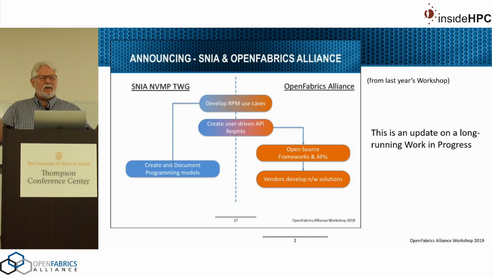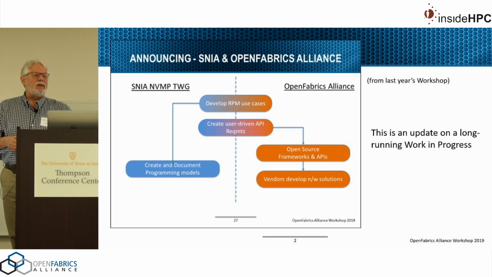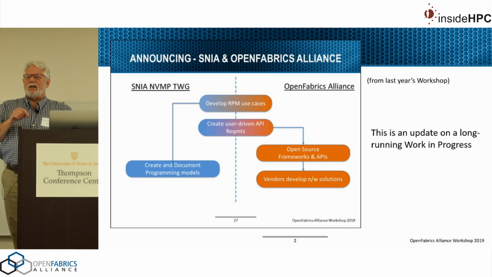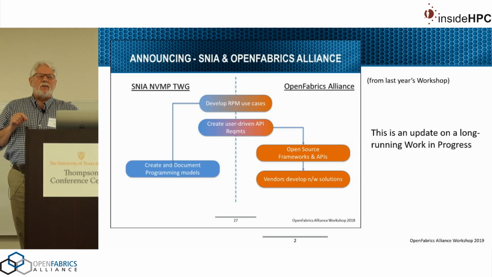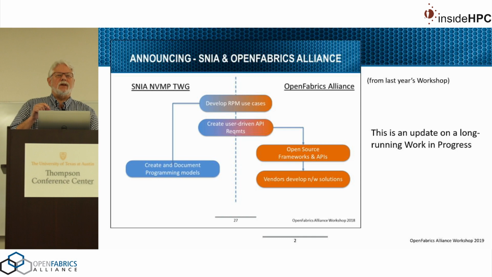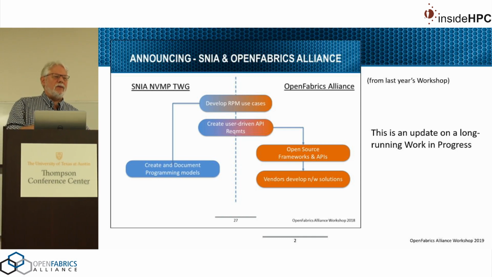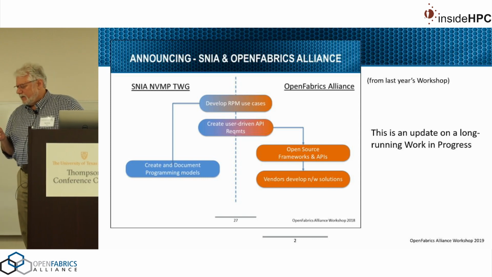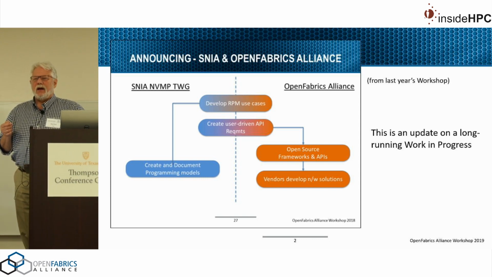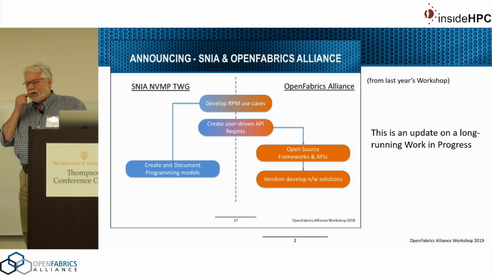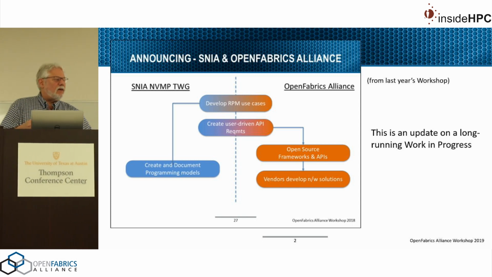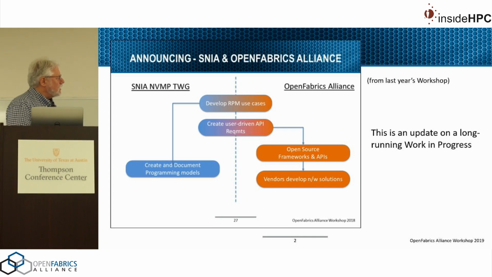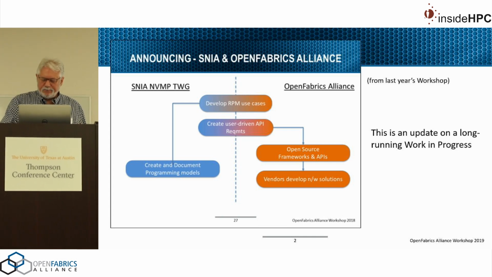And then the work kind of split out a little bit. And on the SNIA side, it was to create and document programming models based on those use cases that we had defined. Those programming models would be in parallel to or an extension to the existing NVM programming model and the high availability white paper that accompanies it. On the OFA side, we would take those requirements and go off and develop enhancements to the existing APIs to support remote persistent memory. So what I'm going to give you today is kind of an update on a slow-moving, long-running work in progress, and that's where we are today.